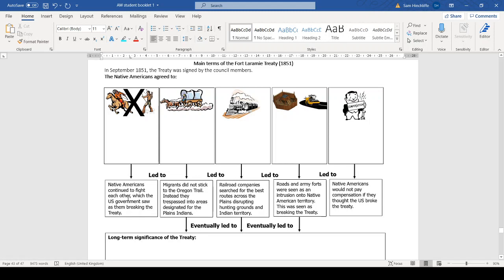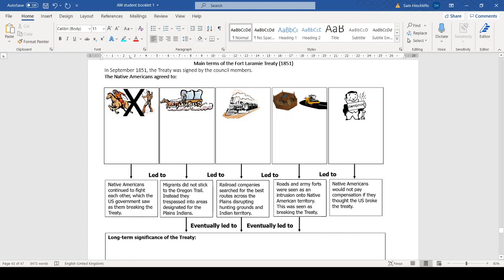However, the Native Americans did continue to fight each other. They weren't one people. They were lots of different tribes, and fighting each other was part of their society. So whenever they did it, the US government used this as an excuse to say that the Native Americans were breaking the treaty.